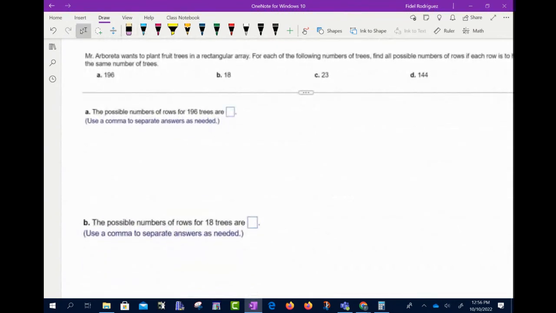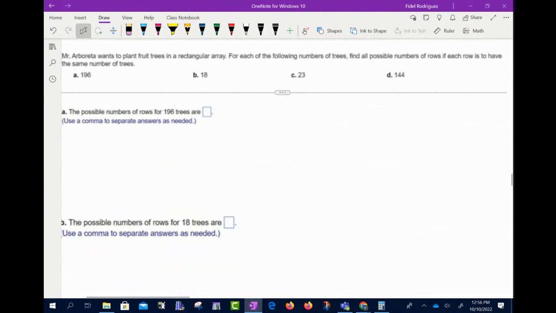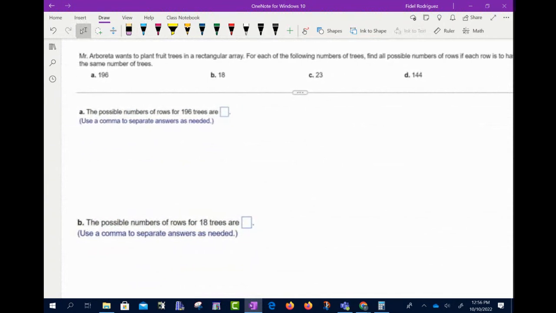Okay. So y'all, for this next problem, it just says Mr. Arboreta wants to plant fruit trees in a rectangular array. For each of the following numbers of trees, find all possible rows if each row is to have the same number of trees. Okay, this is how we're going to do this, y'all. We're going to take the number 196, and we're going to find the prime factorization of that, okay?